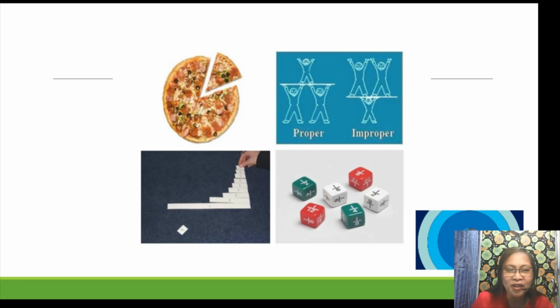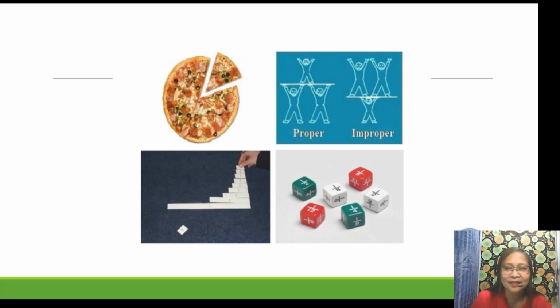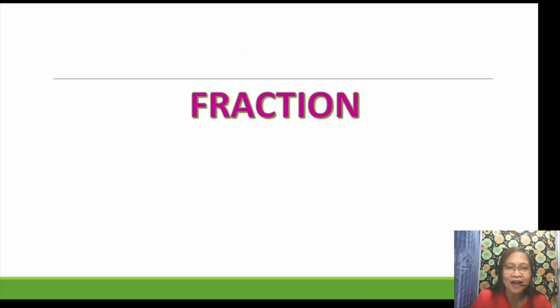Now, you can now comment your answer. Okay, so what's the picture all about, class? Nung nakita nyo, di ba? May pizza. Slice yung pizza. Meron tayong proper and improper. Meron tayong from smallest to biggest na rectangle. And then, look at the dice. Ano nakita nyo sa mga dice? So, what's the answer? Okay, the answer is fraction. Later I will check kung sino yung nakaunang comment doon ng fraction.